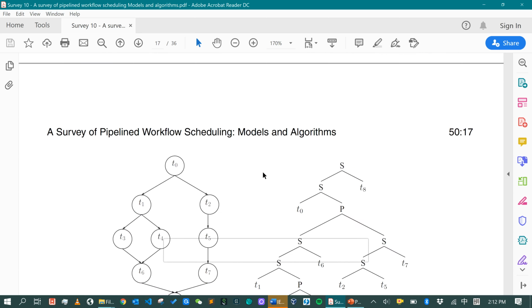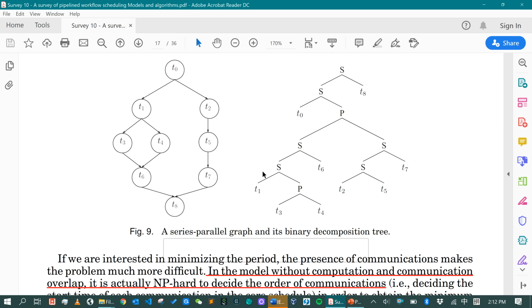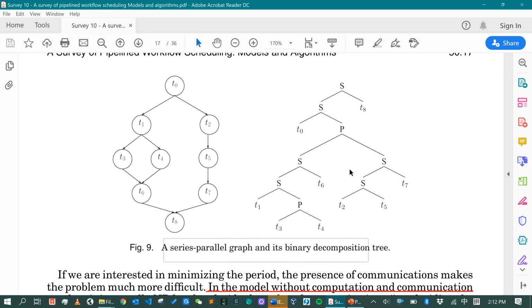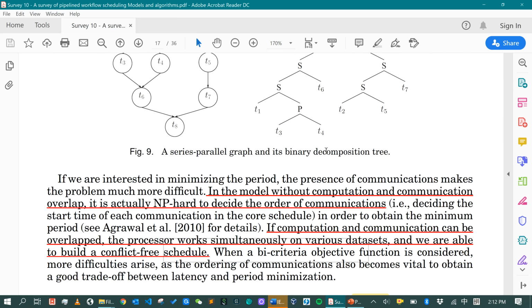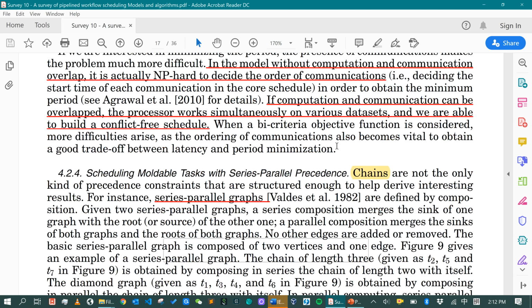here is what I mentioned. They're trying to convert a series-parallel graph to a tree. I think that's for mathematical convenience, in order to compute an optimization based on the workflow we have. I think this is also very interesting, because currently I'm using the laptop, so I'm not able to show you.